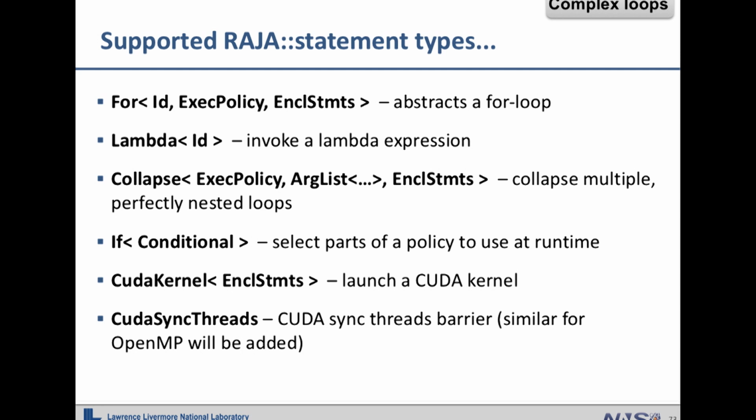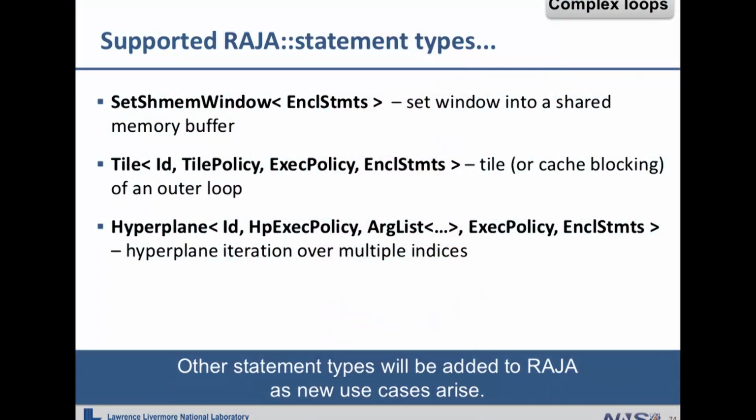We've got a CUDA kernel, which is basically just launch the code inside as a CUDA kernel. We've got sync threads. We've been focusing mostly on getting things running on the Sierra platform on the GPUs, so we didn't do an OpenMP barrier, but we'll have a sync threads for that too. Then we have some more interesting stuff that has significant performance benefits once you learn how to use it. And this, I have to admit, we haven't really built up good examples or user documentation for yet.